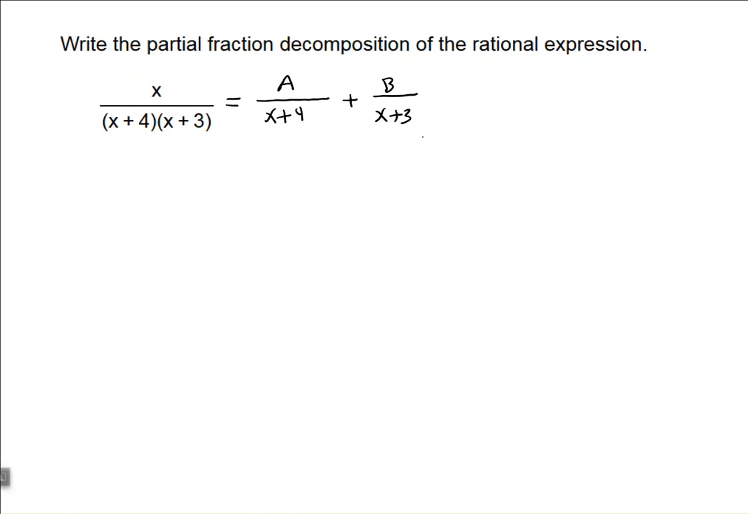Step 2, we want to multiply both sides by the least common denominator, which is x plus 4 times x plus 3.